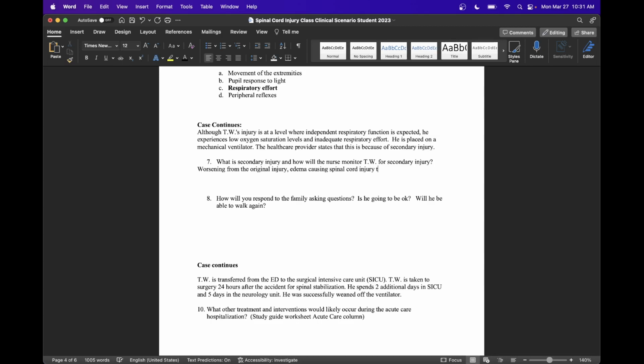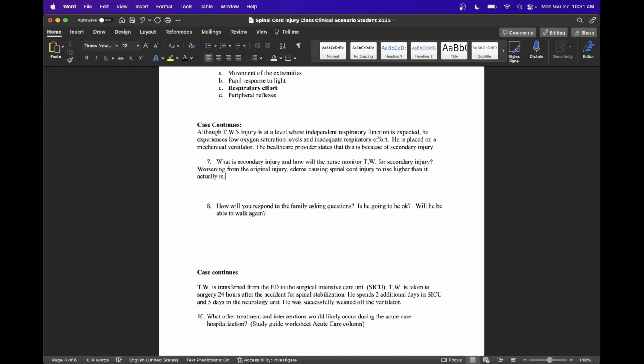So monitoring that respiratory assessment, is it changing? Is the patient presenting as a higher level injury? What's their motor and sensation? Is that changing at a different level? Where before they could feel their hands or maybe squeeze their hands and now they can't. Okay?